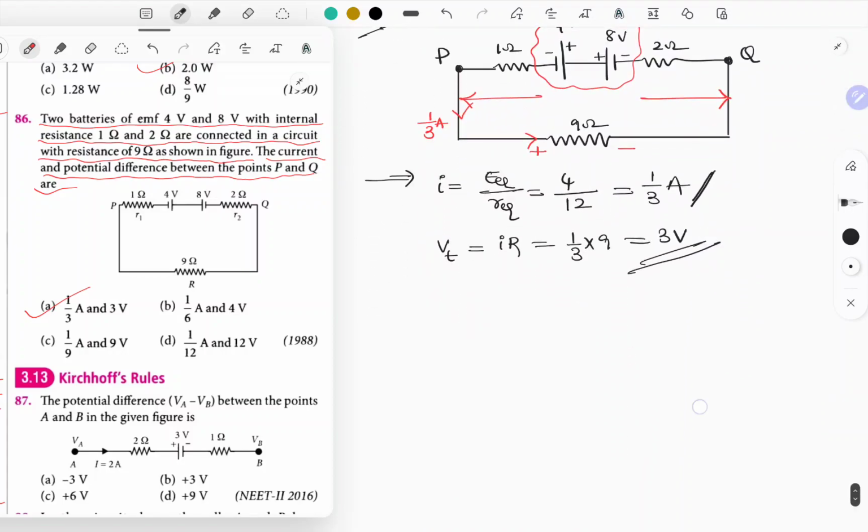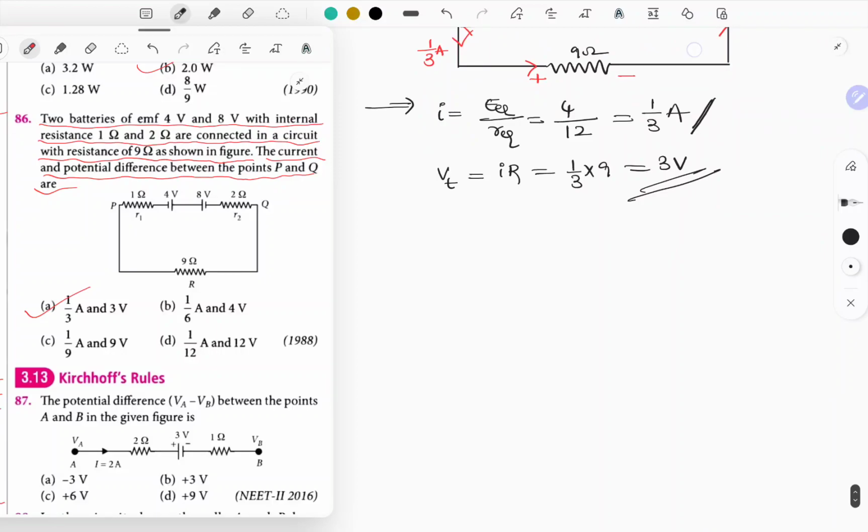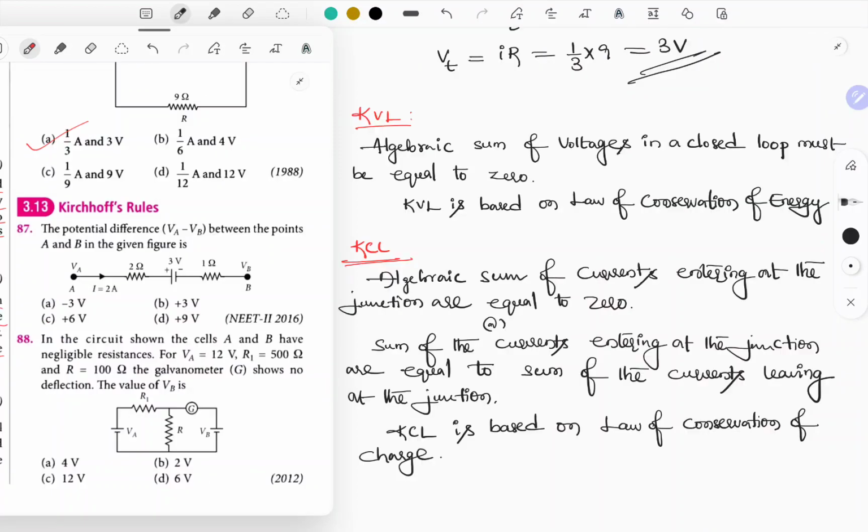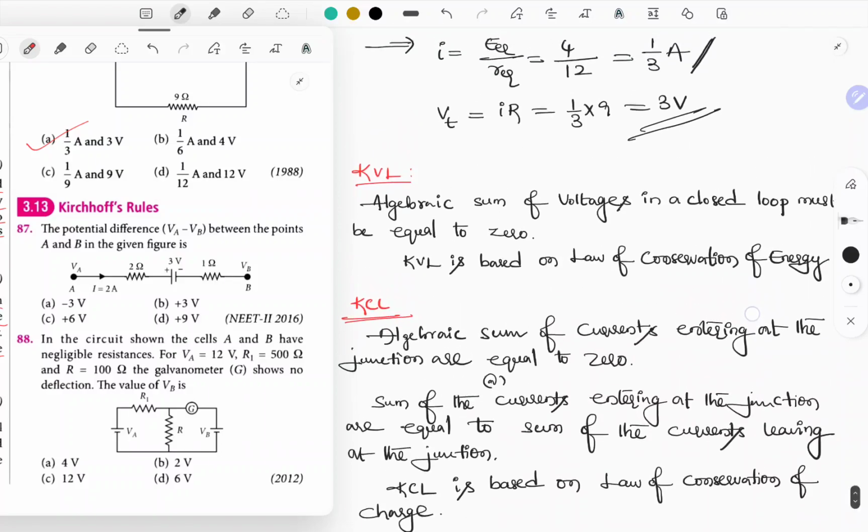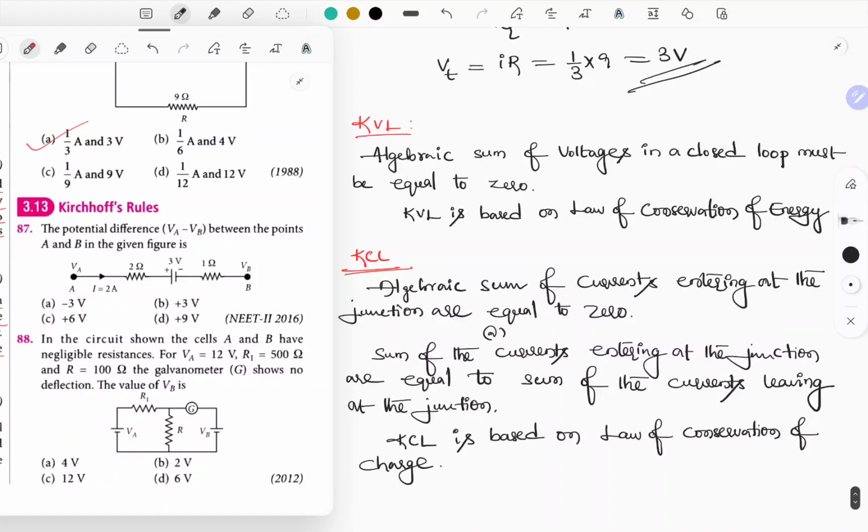So let's move on to another topic, Kirchhoff's laws. Next topic is Kirchhoff's laws. In Kirchhoff's laws we have two types. One is KVL and the other is KCL. KVL is Kirchhoff's voltage law, that is, the algebraic sum of voltages in a closed loop must be equal to 0. Understand this line: algebraic sum of voltages in a closed loop.